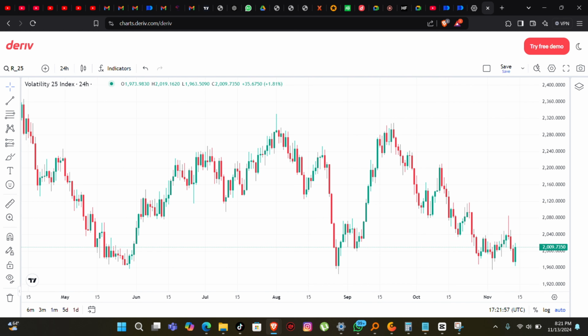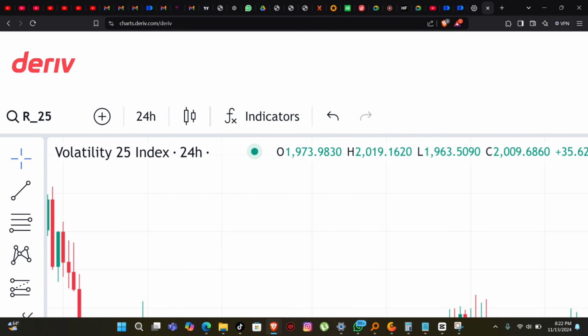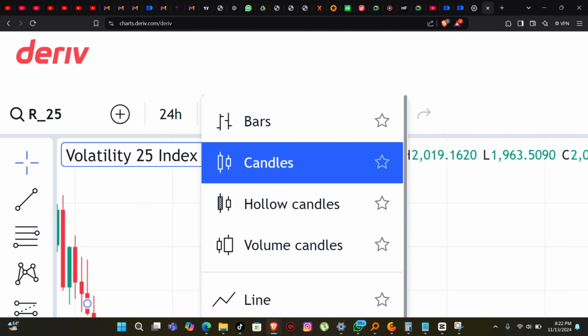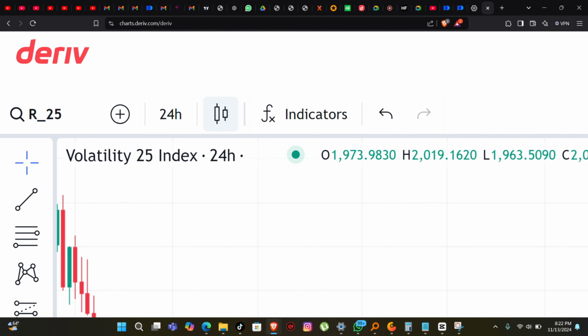This says R25, 24H. Looking here we have the search icon, then we have R25. I hope everyone is following, and then we have the plus. This we'll be dealing with later. This 24H is the time frame that you're using. This is the type of candles, how you want them to appear. Then we have indicators, nicely arranged there.